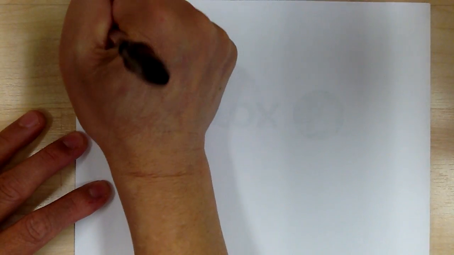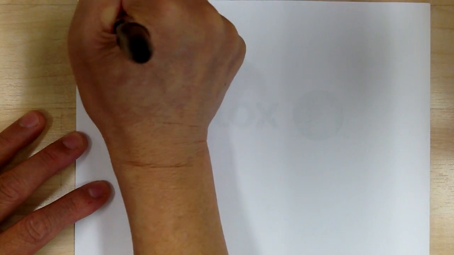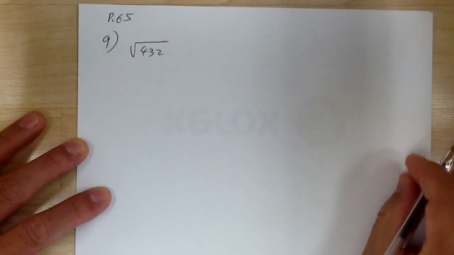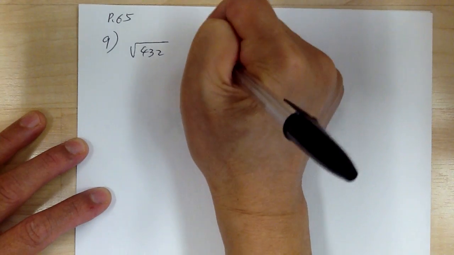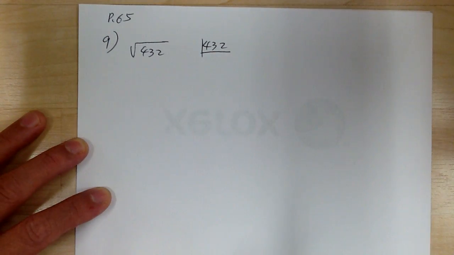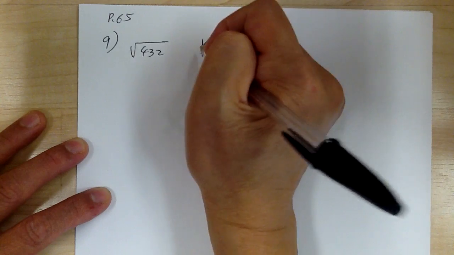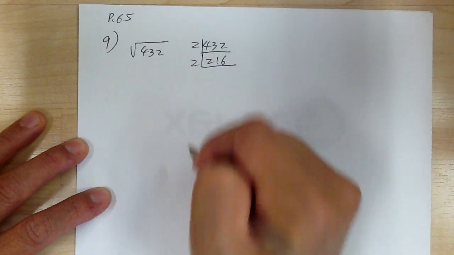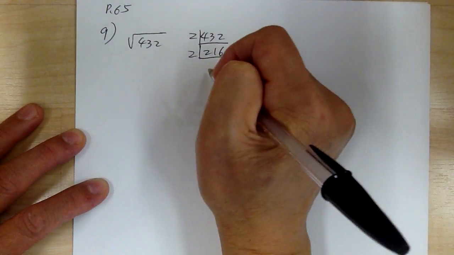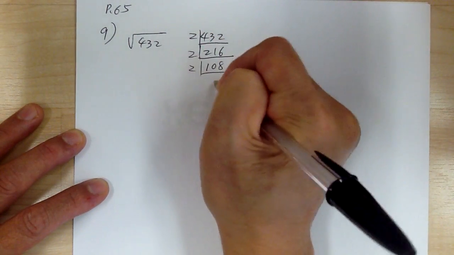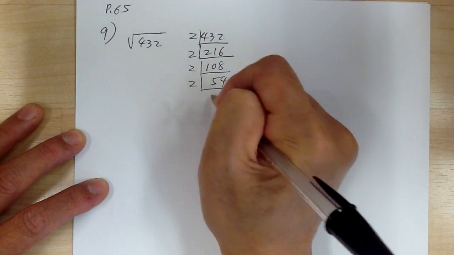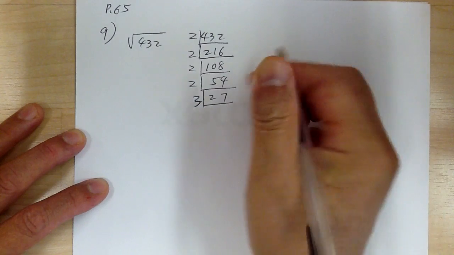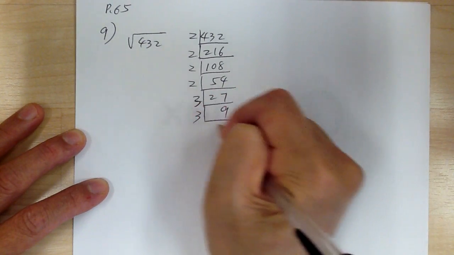So let's look at number 9. Square root of 432. Okay, so again, you go to the sign. Now again, you always start with 2 and check, right? So it's even, so you can divide by 2, so it'll be 216. Again, you keep doing the 2 until you can no longer do it. So divide by 2, you get 108. Divide by 2, you get 54. Divide by 2, you get 27. Divide by 2, cannot, right? Then 3, you get 9. Divide by 3, you get 3, right?